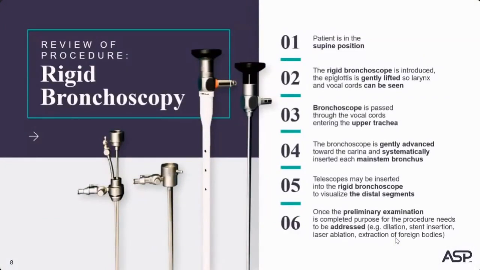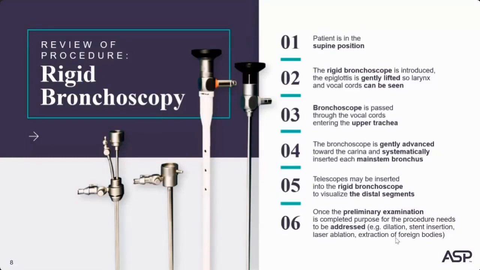So let's just take a quick review of the procedure. For a rigid bronchoscopy, the patient is put in a supine position, the rigid bronchoscope is introduced, and the epiglottis is gently lifted so the larynx and vocal cords can be seen. The bronchoscope passes through the vocal cords, entering the trachea, and is gently advanced towards the carina and systematically inserted into the main stem bronchus. Telescopes may then be inserted into the rigid bronchoscope to visualize the distal segments.